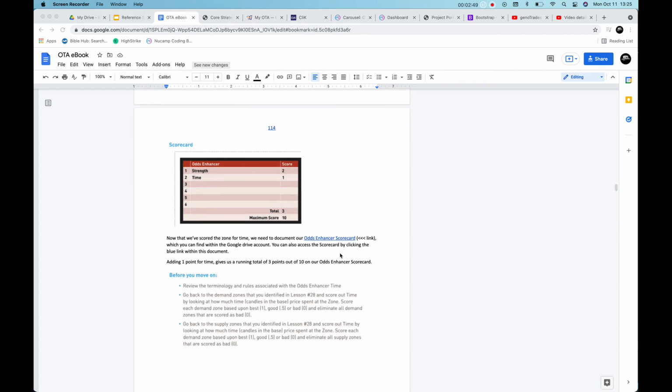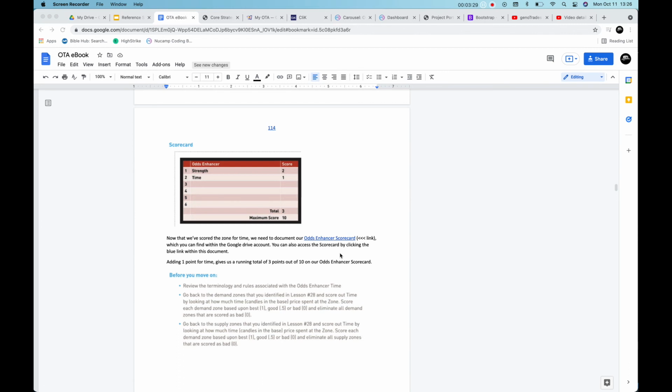Before you move on, review the terminology and rules associated with the odds enhancer time. Also, go back to the demand and the supply zones that you drew in our previous videos and score those zones for time. Or start from scratch and draw new zones on your chart. Once you've drawn your zones and ranked their strength, go back and score the zones for time, both the supply and the demand zones.